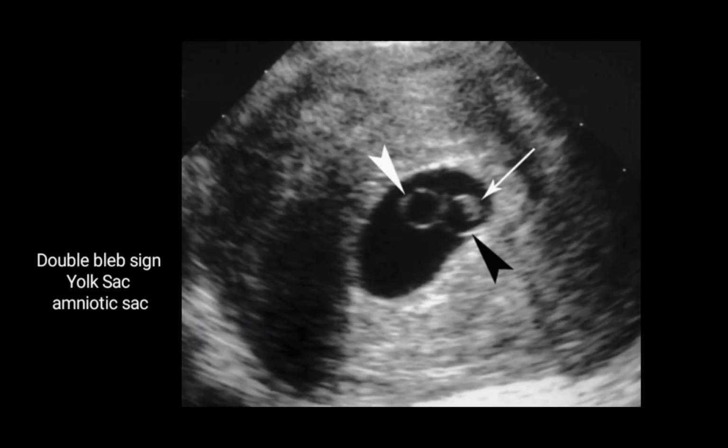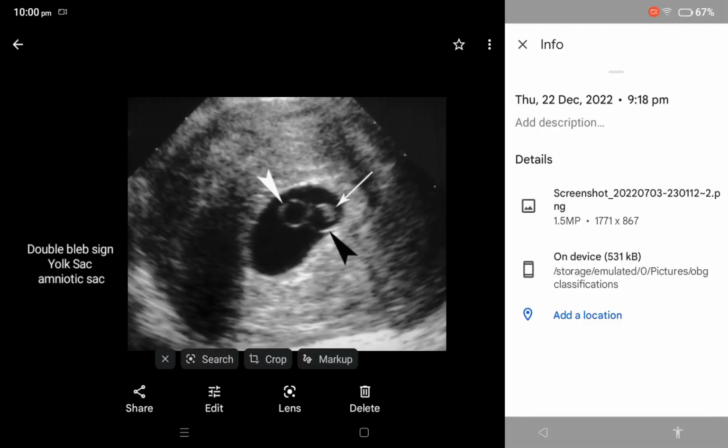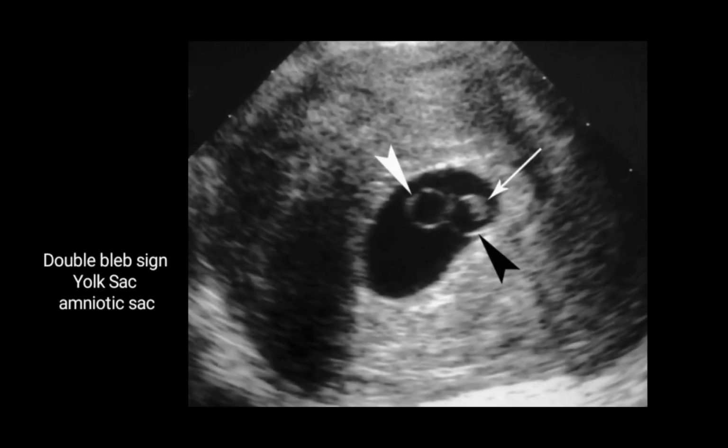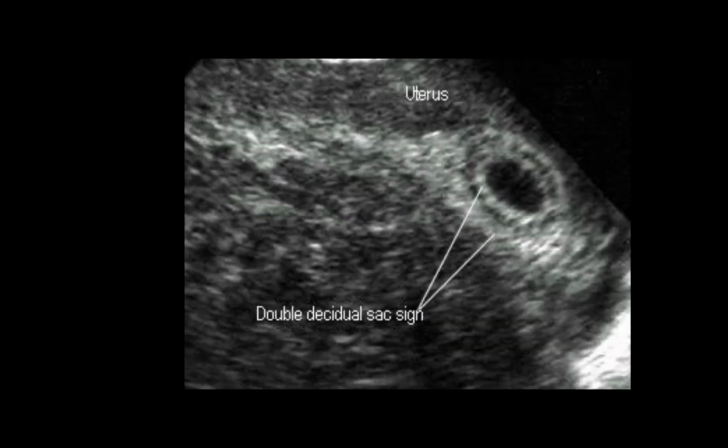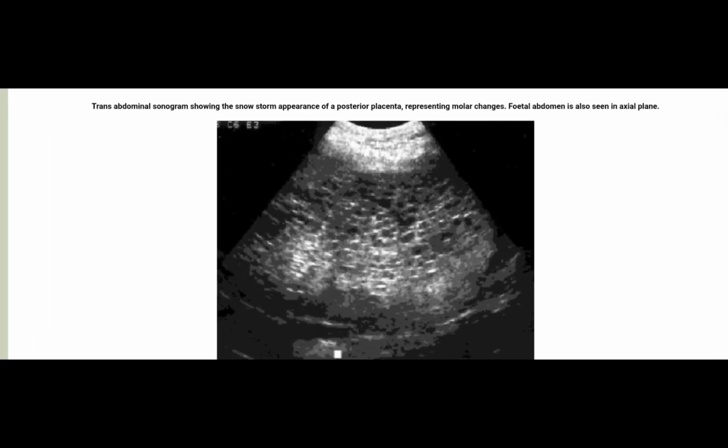Then these are the ultrasound appearances. This is showing the double bleb sign. One bleb is this and one is this. It represents the yolk sac and the amniotic sac. Then this is intradecidual sign. And this is double decidual sac sign. Two rings are present concentrically. Then this is the ultrasound showing the snowstorm appearance, which is present in molar pregnancy or hydatidiform mole.